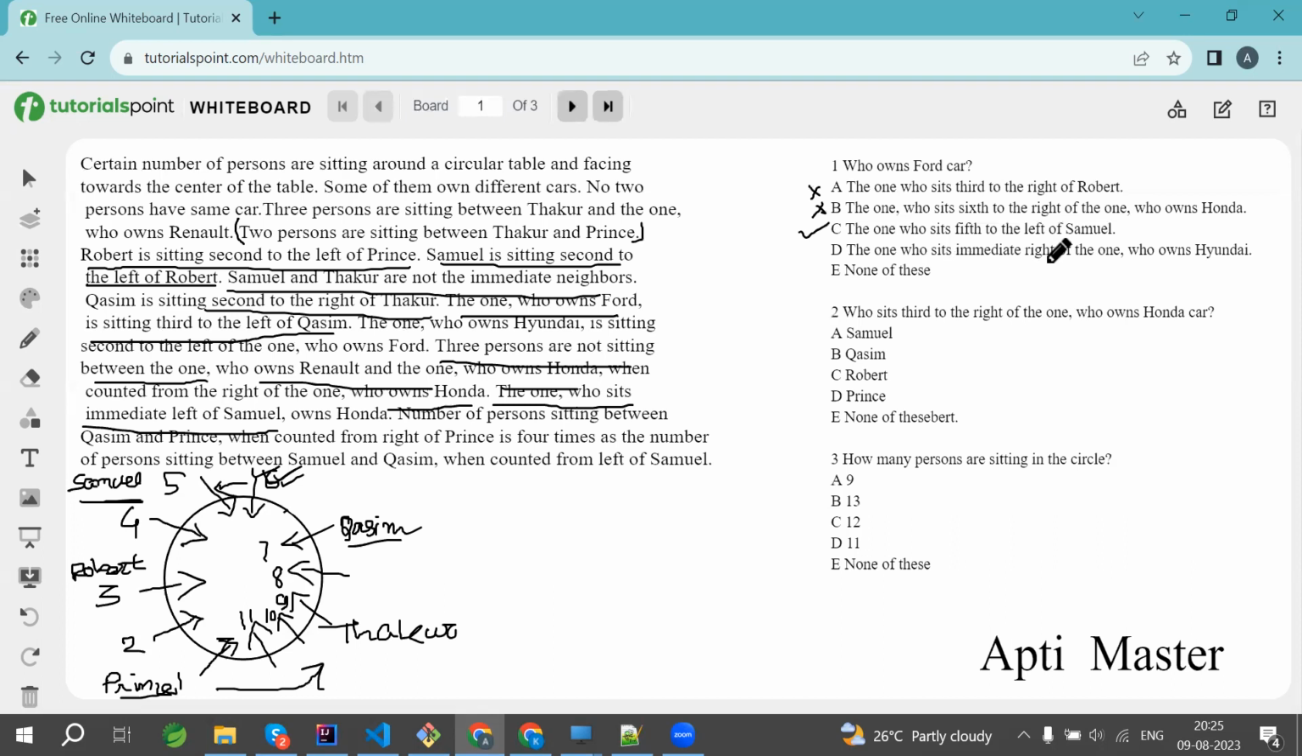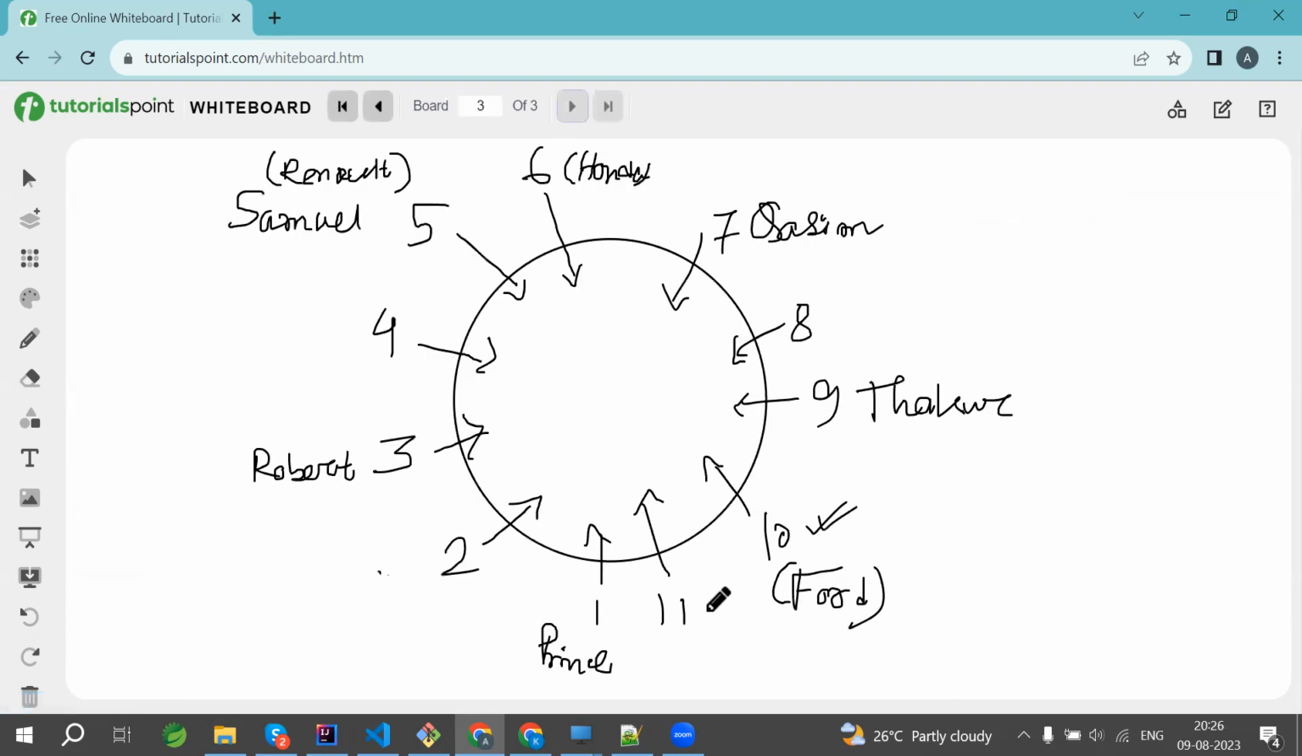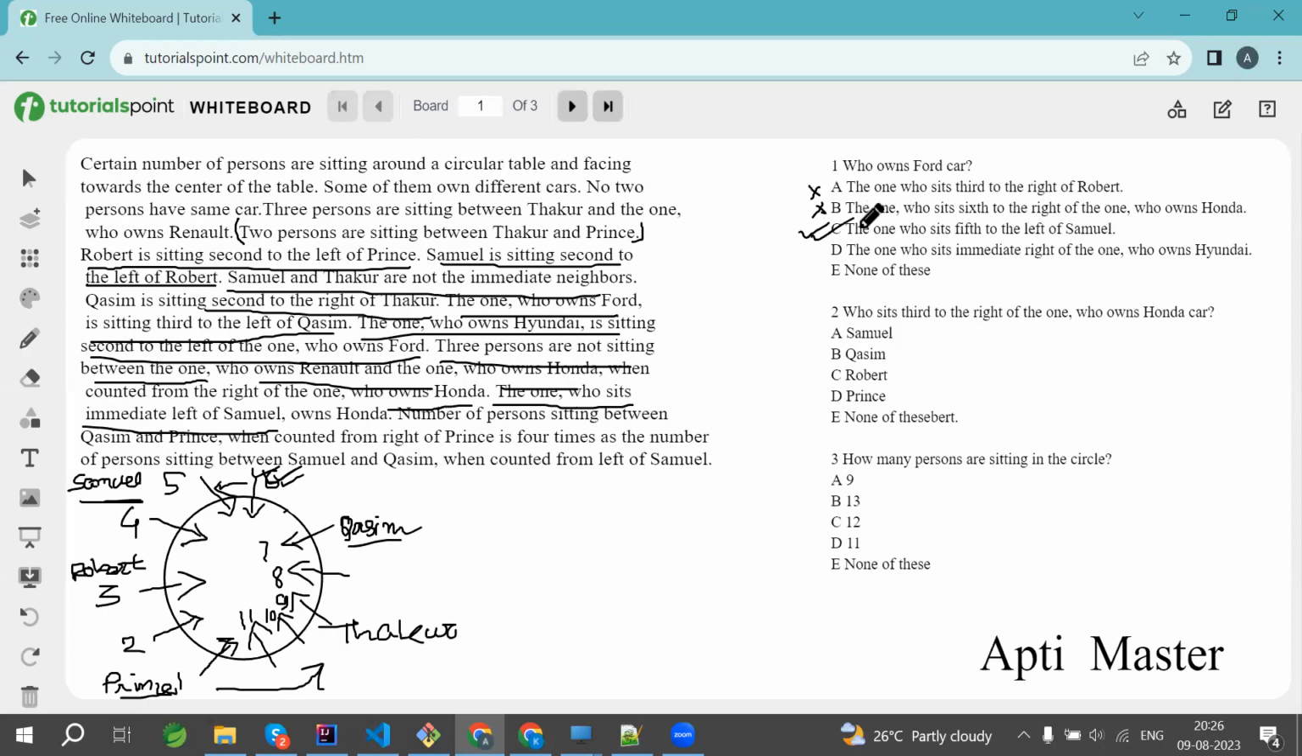So this can be the correct one: the one who sits immediate right of the one who owns Hyundai. We actually don't know that now. But it is also mentioned that the one who owns Hyundai is sitting second to the left of the one who owns Ford. So second to the left of the one who owns Ford means Prince owns the Hyundai, right? So this is Hyundai. Okay, so these options will be correct.